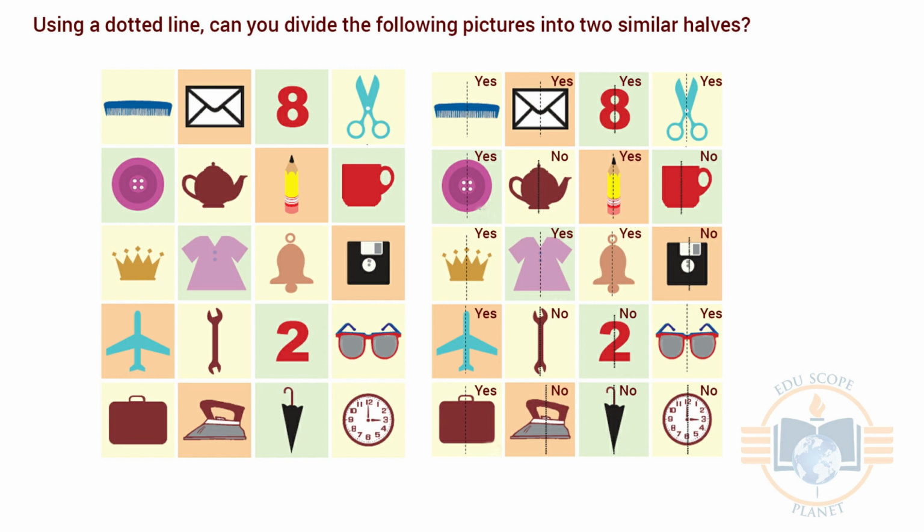Then number 2, you cannot divide it into 2 equal halves. Then spectacles. Yes, you can divide it. Then a brief. You can divide it. Then an iron. No, you cannot do it. Then an umbrella. No, you cannot do it. And the last one is a clock. No, you cannot do it.